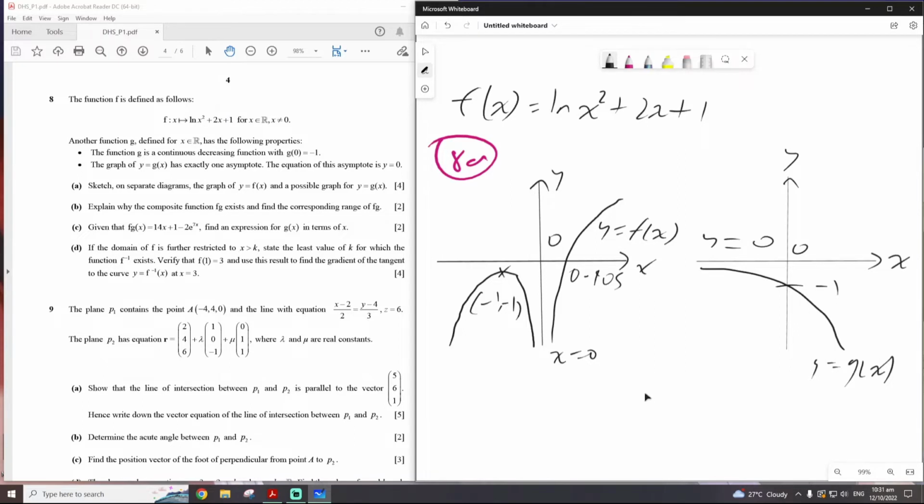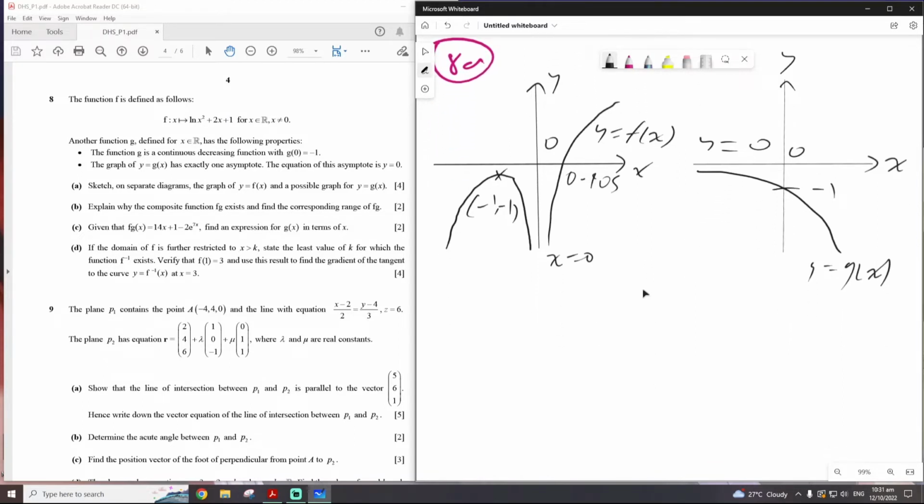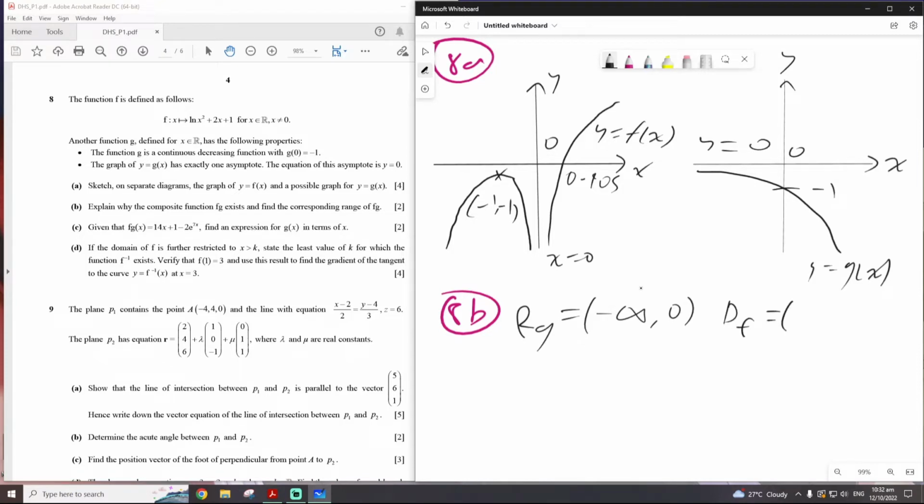Explain why the composite function fg exists and find the range. When explaining why a composite function exists, you always check the domains and range. So fg means that we check that the range of g is a subset of the domain of f. The range of g is negative infinity to 0, excluding 0, and the domain of f is everything except 0. Therefore, the range of g is a subset of the domain of f, and therefore fg exists.